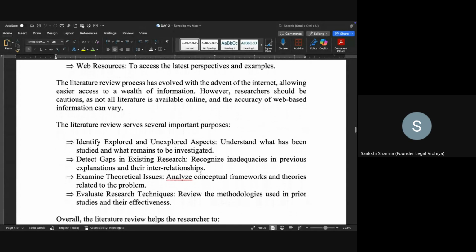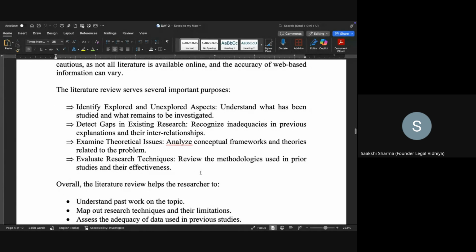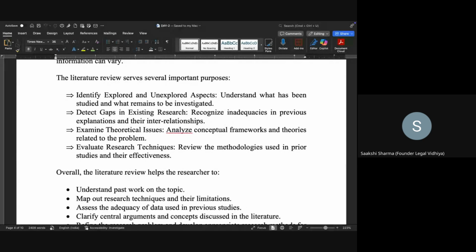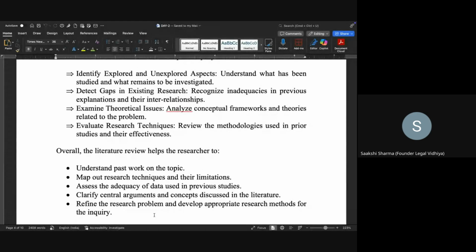Now, why is it important to do a literature review? That is to understand the past work. That is, आपसे पहले भी कई researchers होंगे जिन्होंने उस particular topic पे research की होगी. What was their point of view, to understand that? Then to map out the research technique, that is on how you want to do research, and identify the limitations to your research, then assess the adequacy of data used in previous studies, clarify central arguments and concepts discussed in literature, and to refine the research problem.